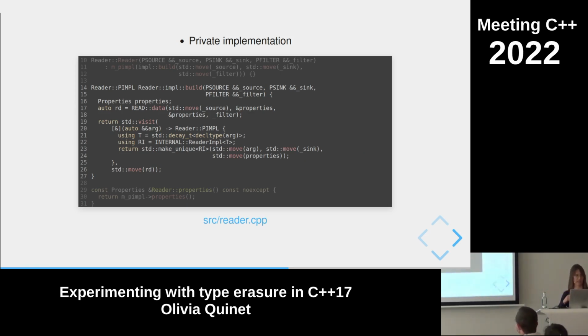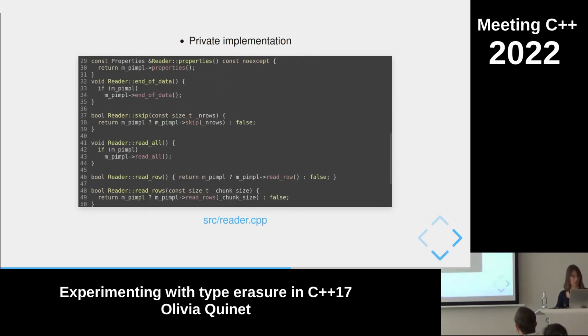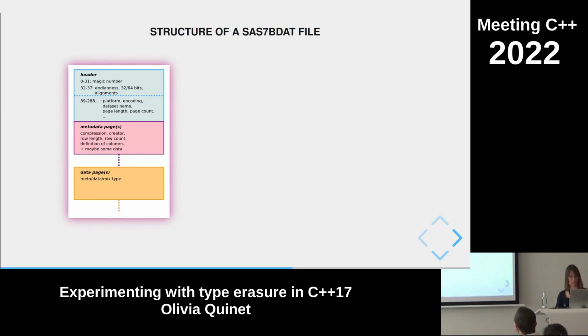So after that, I use the visitor pattern to create the private implementation for the reader with all those parameters correctly set. So at the end, I have all the offsets correctly set for reading the file. Okay, and the rest is just passing all the properties and all the methods to the Pimpl, and that's it.